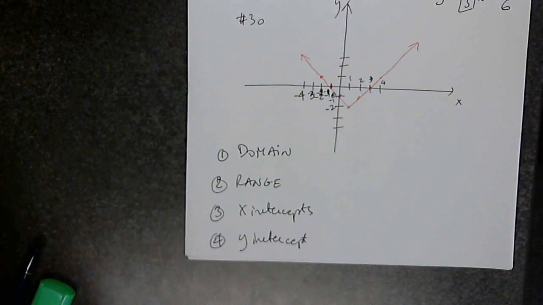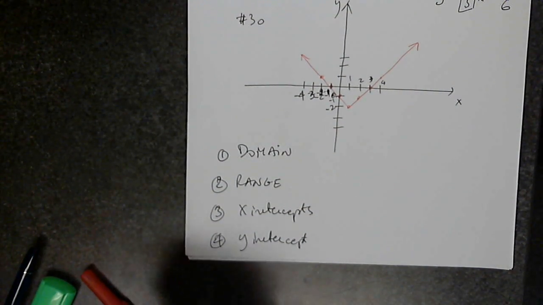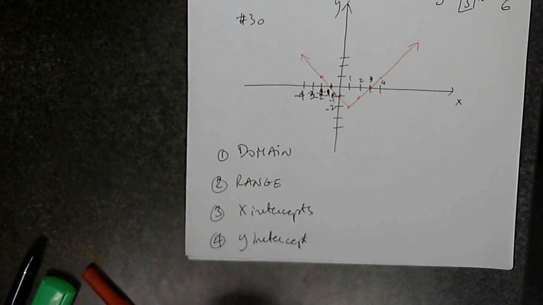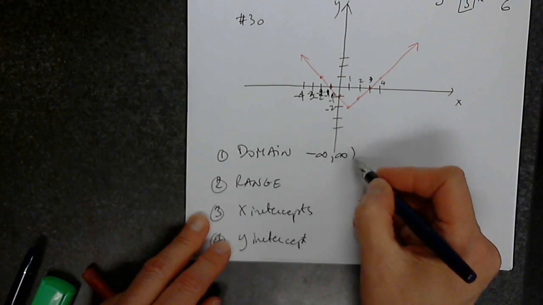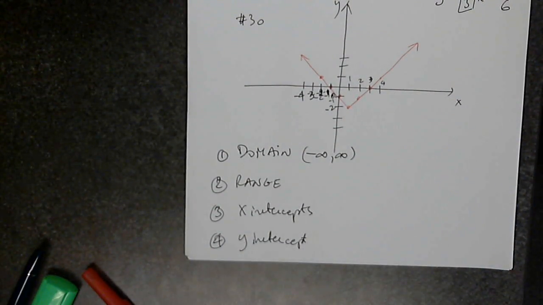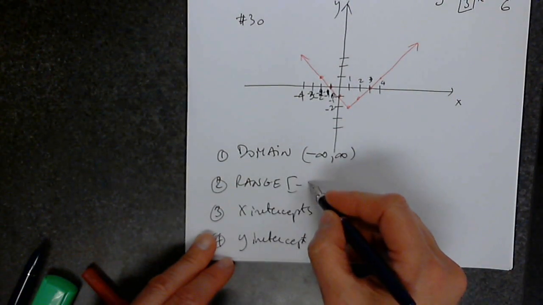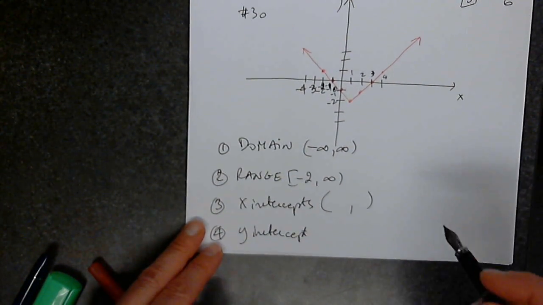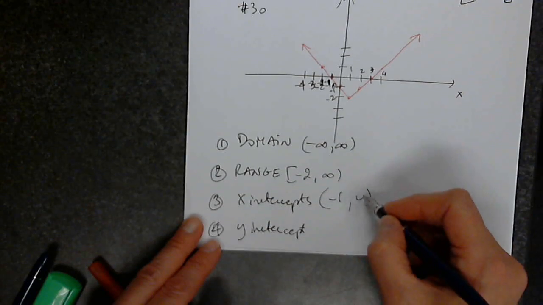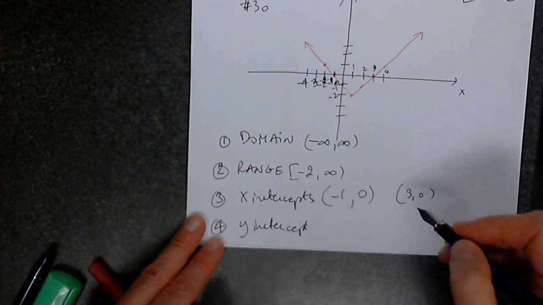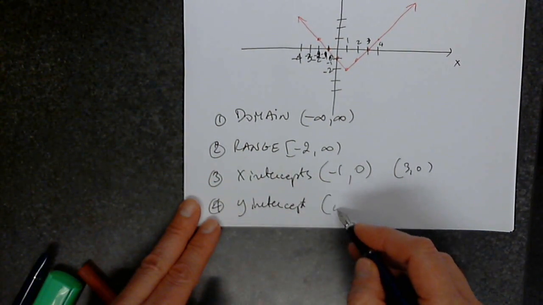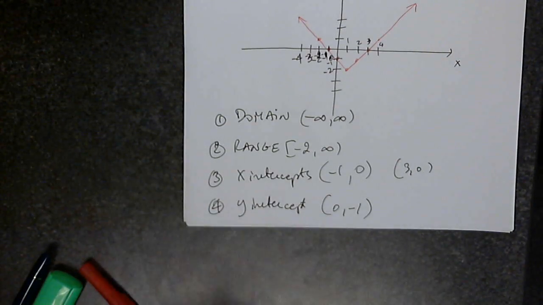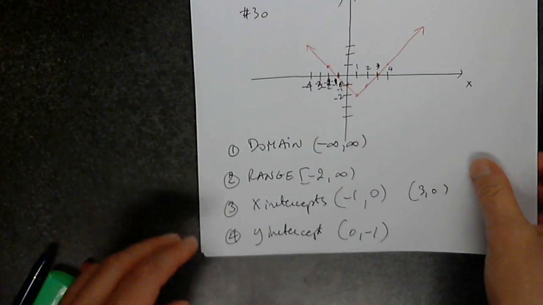So first question, domain. Is that clear? Perfect. Second question, range, please. Excellent. X-intercepts, please, in ordered pair format. Negative 1, 0 and 3, 0. Very good. Y-intercept: 0, negative 1. Excellent.